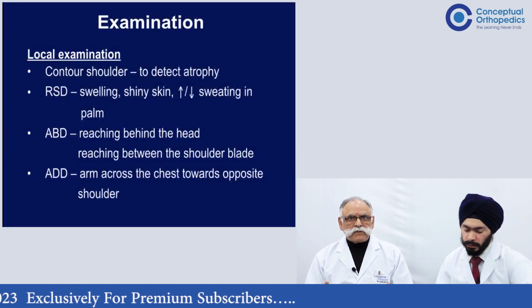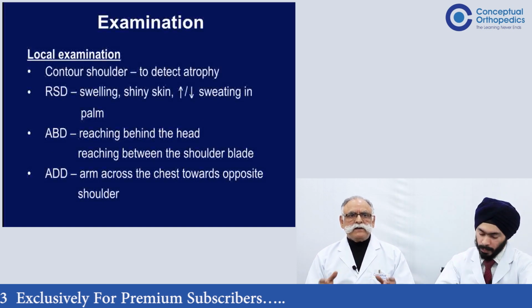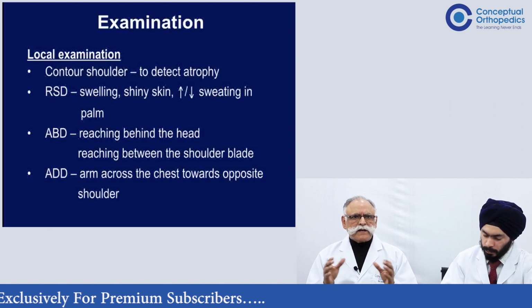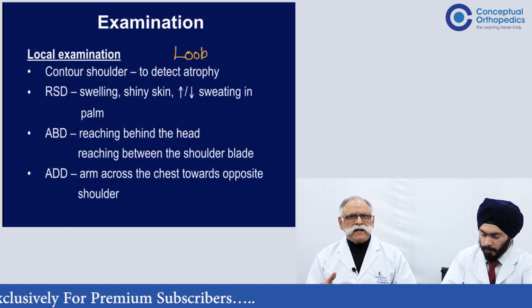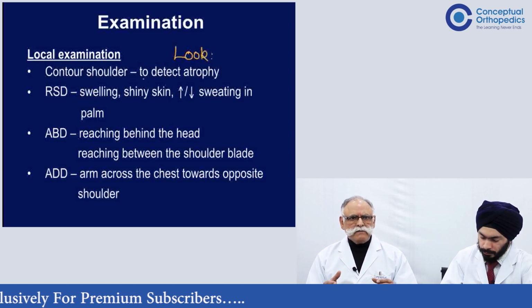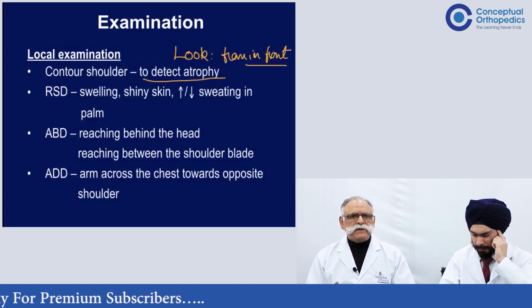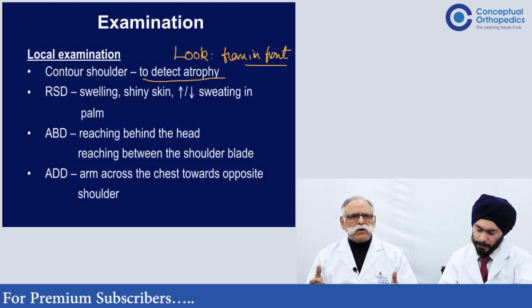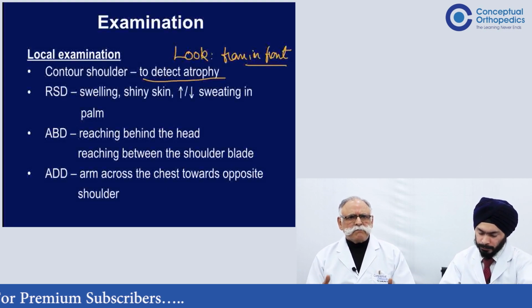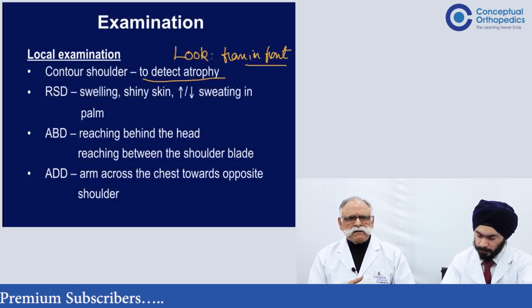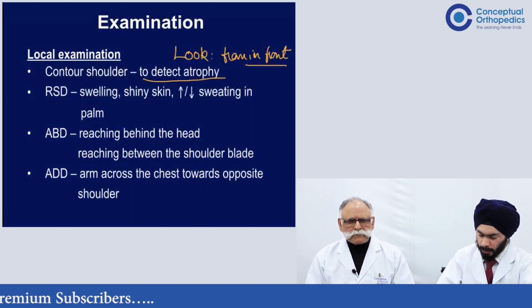So, the local examination. In the local examination, we start right from the front. Look at the contour of the shoulder to detect any atrophy. In reflex sympathetic dystrophy, you might find a swelling, a shiny skin, or decreased or increased sweating in the palm, and the patient may not be keeping his arm by the side of the body, or he might be holding the arm with the support of the other arm.